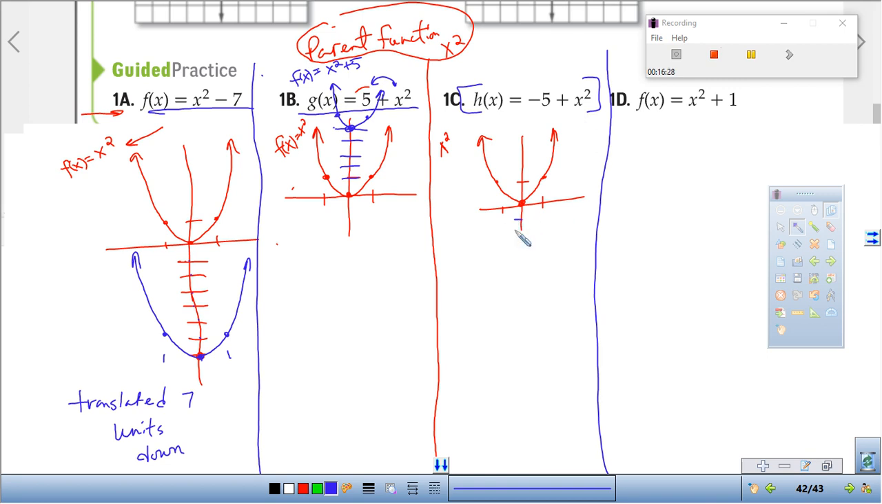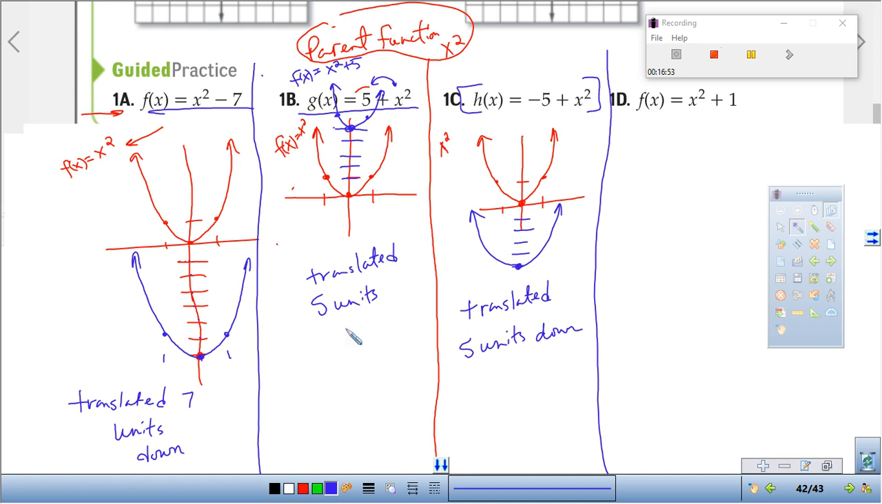Thank you so much, Christopher. 1, 2, 3, 4, 5. The vertex just goes like this. Pretty easy, right? And you know what I forgot? You got to forgive me. I forgot to write it over here. This one is translated 5 units down. This one is translated 5 units up. Okay.